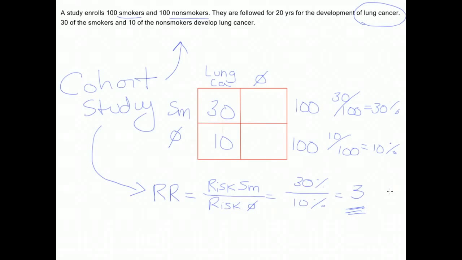That's where these numbers come from, is doing this sort of calculation. So hopefully this has made it a little bit easier for you to understand where the numbers come from when you read a cohort study and they report a relative risk.